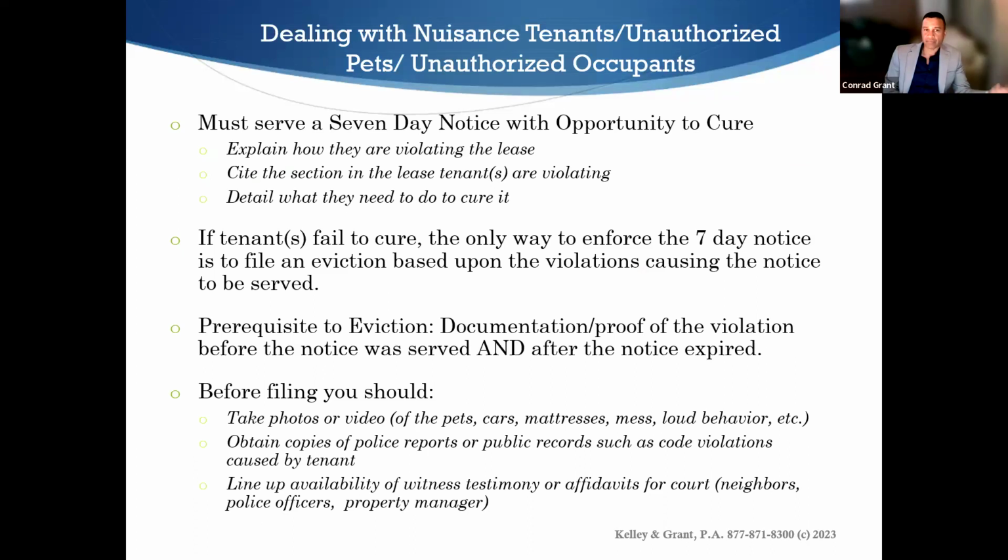So it's going to be as simple as, hey, you have an unauthorized guest. That satisfies number 1. Then it says, paragraph 6 of your lease states that you are the only person who can occupy the premises. And then you state, I need you to remove your unauthorized guest in 7 days. So it's that simple. It doesn't have to be fancy. If the tenant fails to cure within the 7-day period, then you can start an eviction.